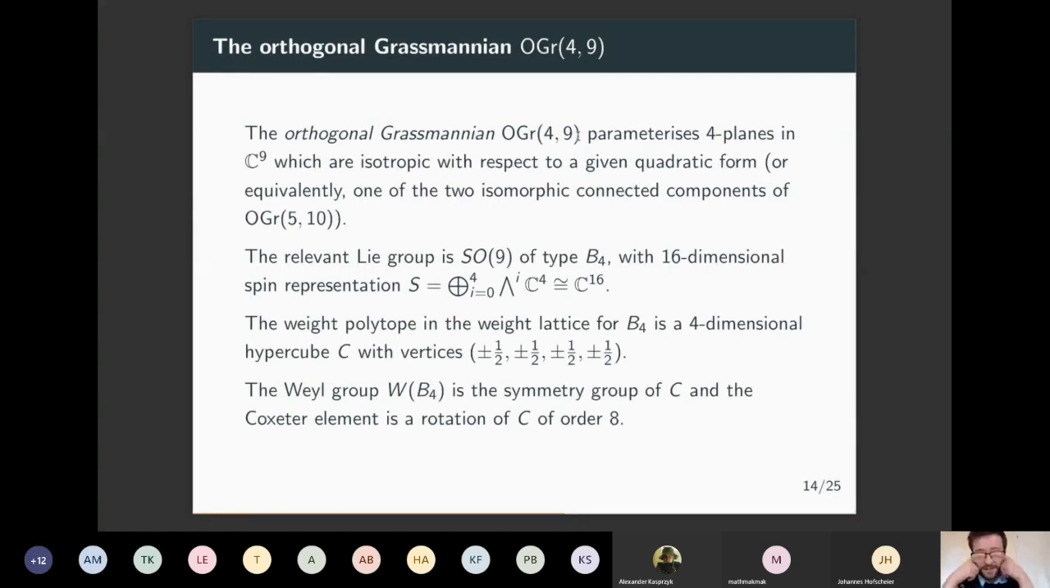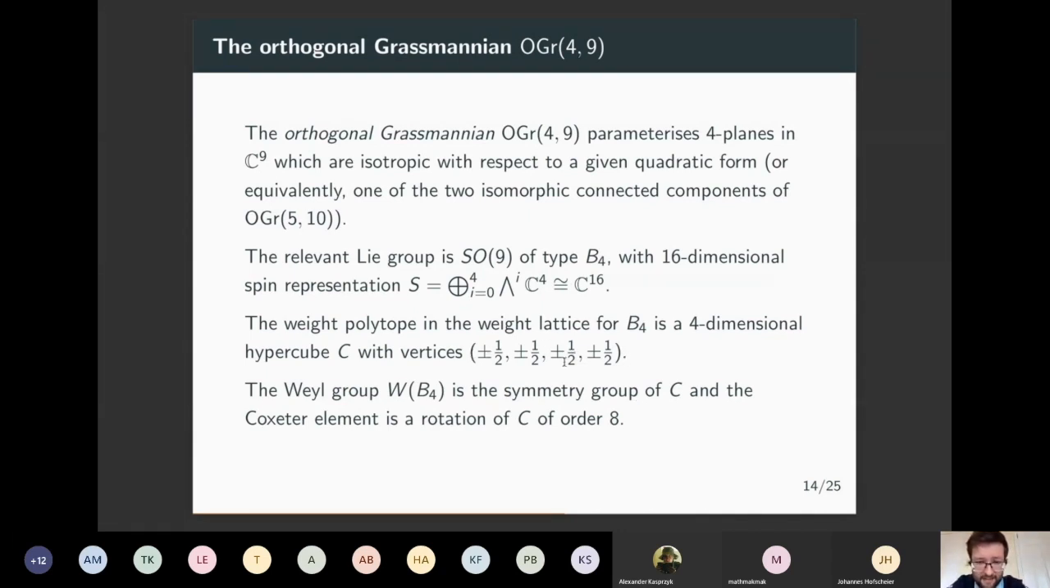So let me just skip over this, because if you don't know about homogeneous varieties, it's probably not that helpful, but I'll give you a very explicit and concrete description of what this space is in a minute. But for those that know, the relevant Lie group that you use to construct this orthogonal Grassmannian is SO9, which is a Lie group of type B4, and it has a 16-dimensional spin representation. So this space, which this group acts on, is given by the orbit of a highest weight vector in this representation. And so the weight polytope for this representation is actually a 4-dimensional hypercube in the weight lattice of this Lie group, and it has these vertices here.